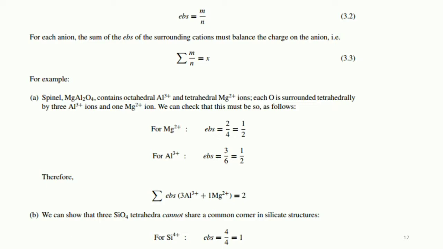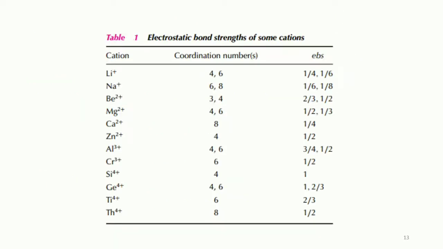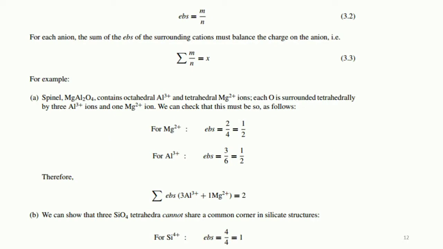We can show that 3 SiO4 tetrahedra cannot share a common corner in silicate structures. For Si4+, the electrostatic bond strength is equal to 4 over 4, which is equal to 1. Therefore, for one oxygen that bridges between two SiO4 tetrahedra, the summation of electrostatic bond strength is equal to 2, which is of course acceptable. However, 3 tetrahedra sharing a common oxygen atom would give 3 for that oxygen, which is completely unacceptable.